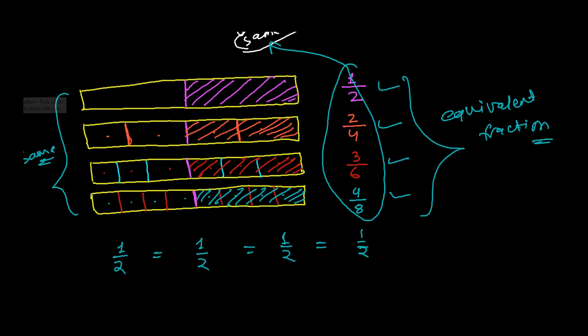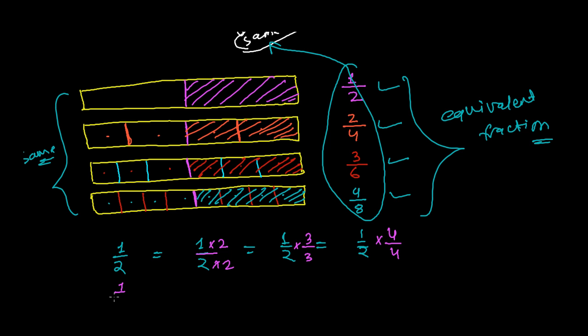And let's see what happens if I multiply this 1 by 2 by 2 and also divide by 2. I can do this because I can easily cancel it. And here also I'm going to multiply numerator by 3 and denominator by 3. And here also I'm going to multiply by 4, and here also I'm going to multiply by 4.